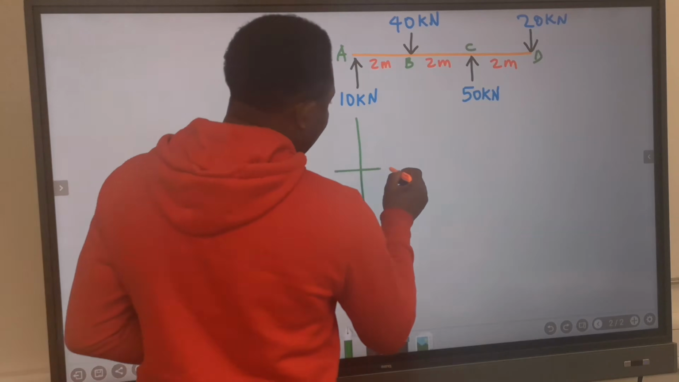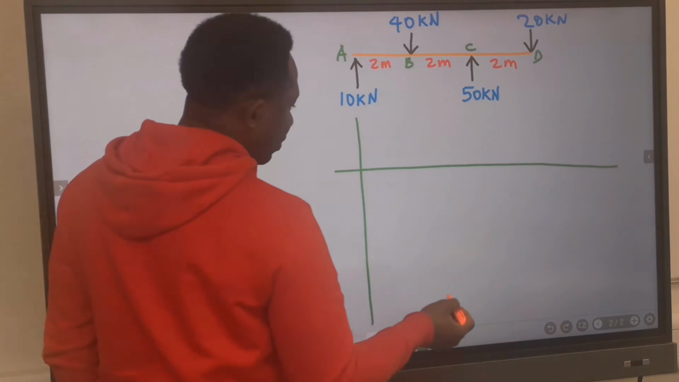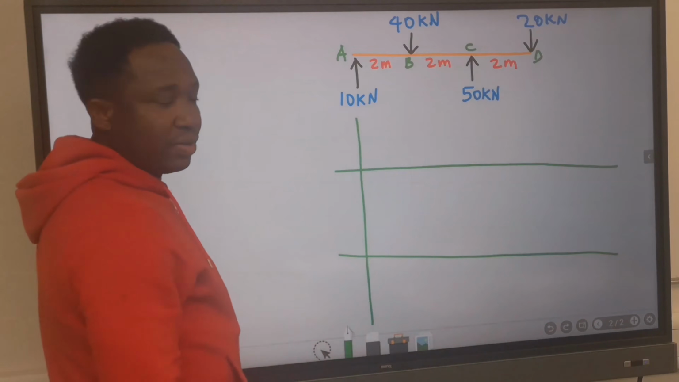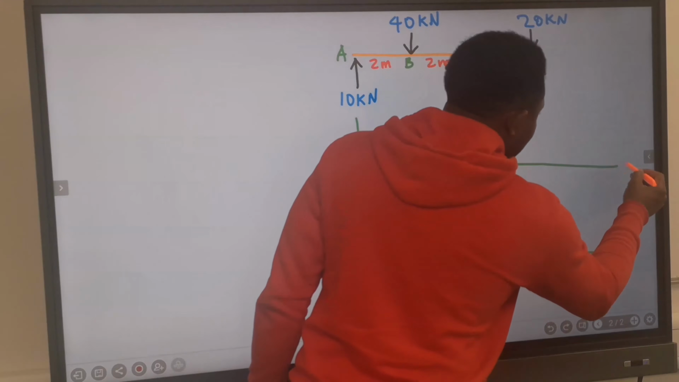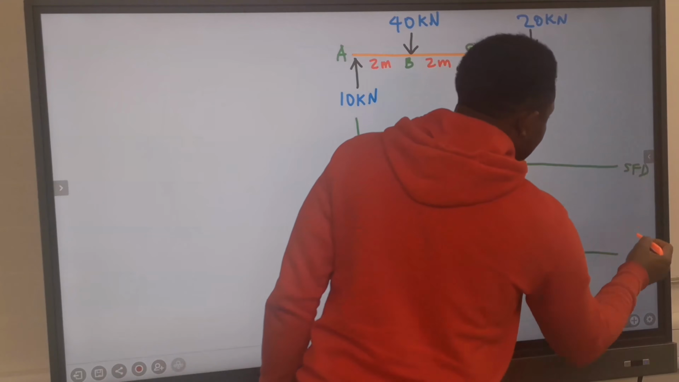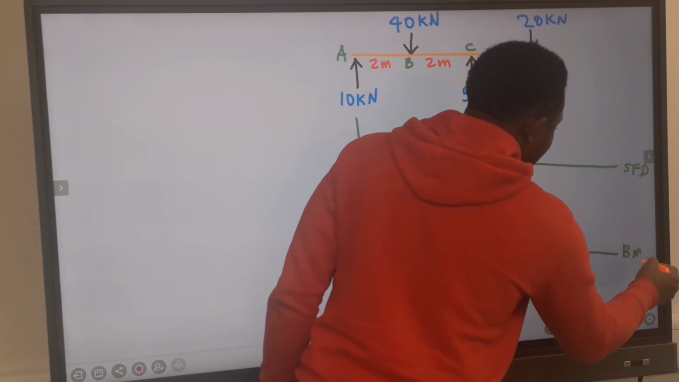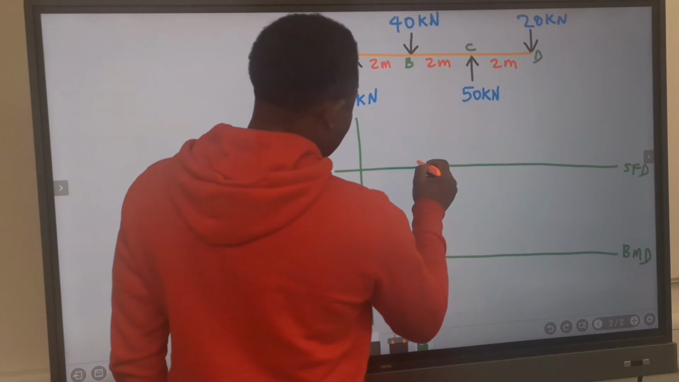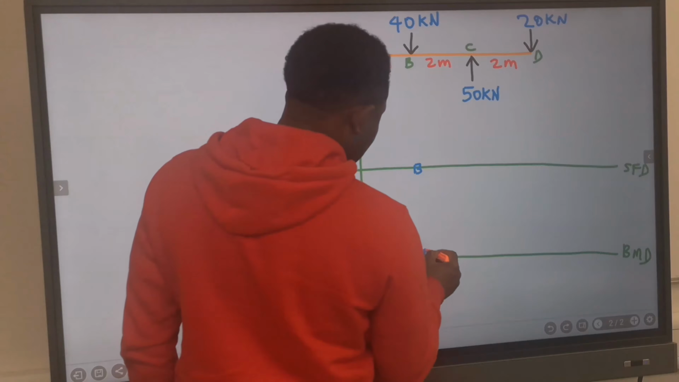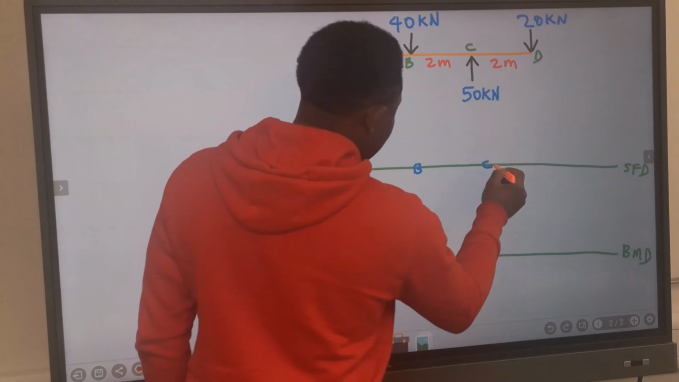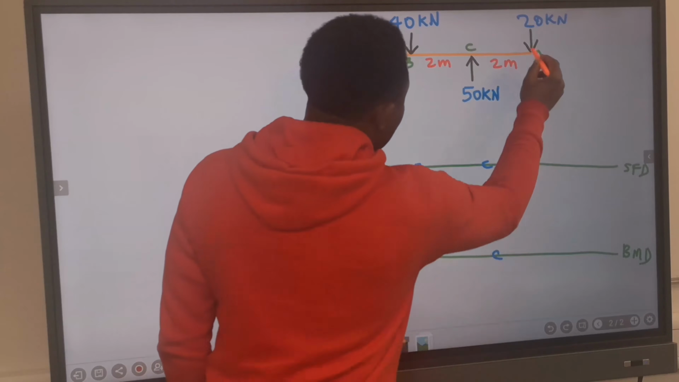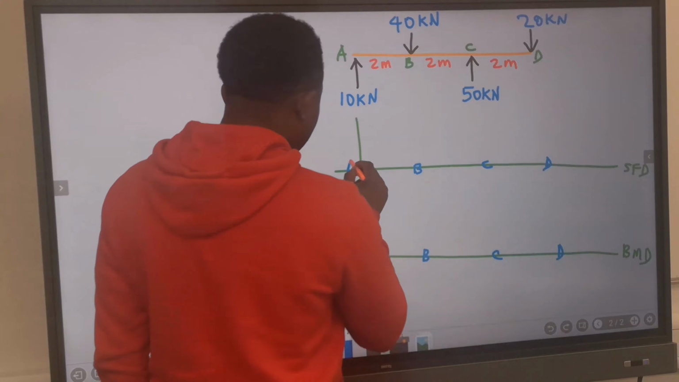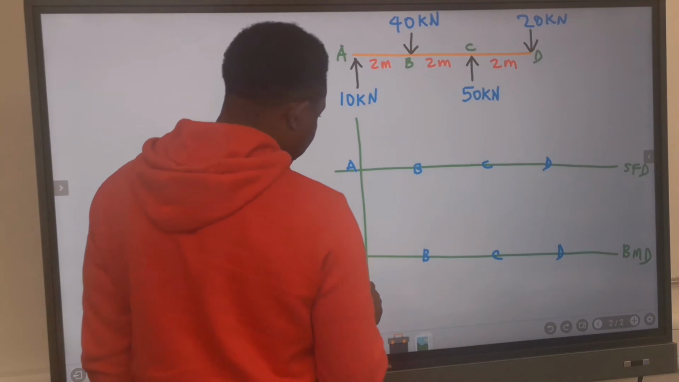Next, I will draw a line for the shear force diagram. I will draw another line for the bending moment diagram. This is for the shear force diagram, and this is for the bending moment diagram. Next, I will identify my points. This is B, here will be B. This is C, here will be C. This is D, and here will be D. Here is A, and here is A.